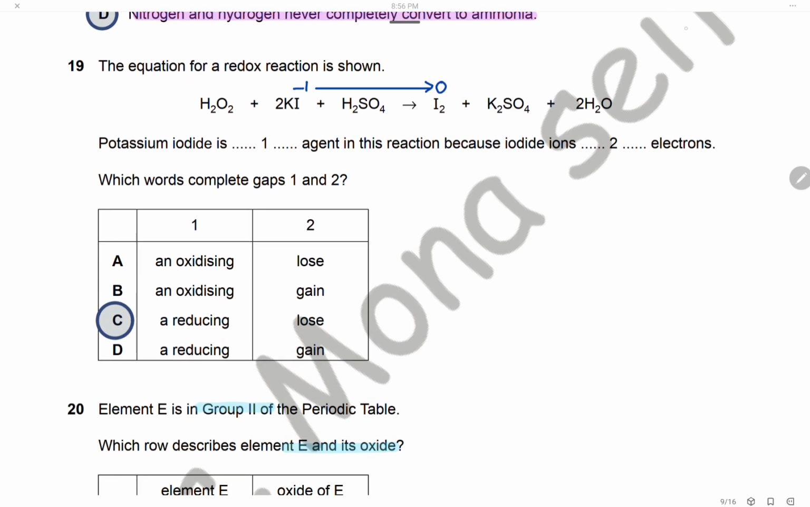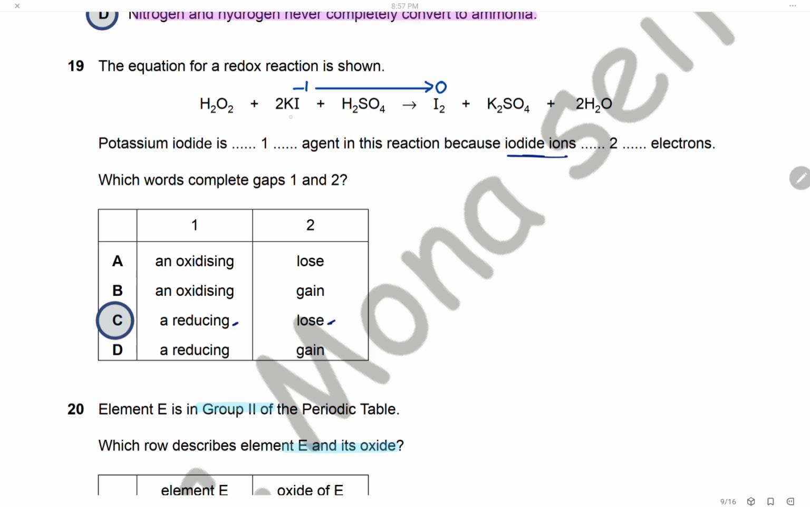Question 19. The equation for a redox reaction is shown. Here we have hydrogen peroxide reacting with potassium iodide and sulfuric acid to form iodine, potassium sulfate and 2 molecules of water. Potassium iodide is a reducing agent in this reaction because iodide ions lose electrons.